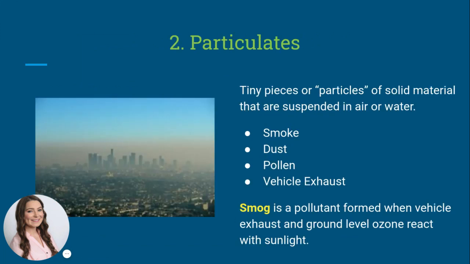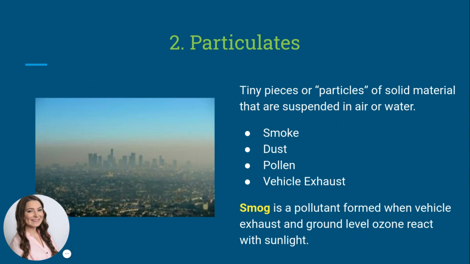The second type of pollution is particulate pollution. Particulates are tiny pieces or particles of solid material that are suspended in air or water. For example, smoke, dust, pollen, and vehicle exhaust. Think about when we are in the middle of pollen season here in Florida. Sometimes you can see the yellow haze of pollen over the city. Or when they are burning the sugarcane fields in Wellington, the smoke you see are particles of ash suspended in the air.